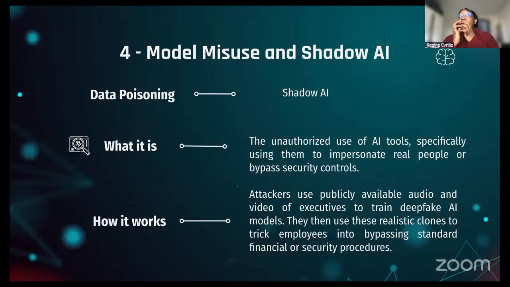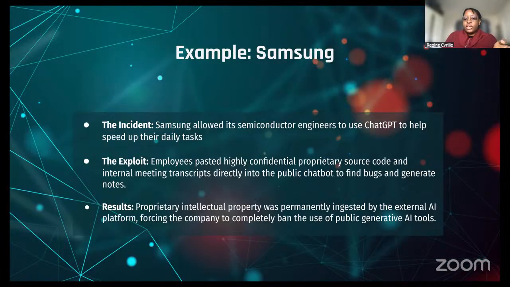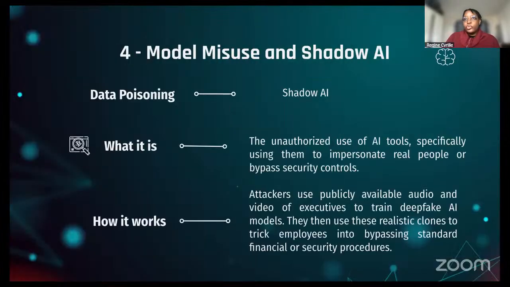Anyway, shadow AI is about companies, like what we just talked about before, the information leakage. Yes, Samsung allowed its semiconductor engineers to use ChatGPT, but what about people who still use it without the knowledge of their employers or the company that they work for? Because you want to do the work or something. Now you go ahead without authorization, use AI tools, and upload maybe your company data, or here you can also use it as a malicious actor to impersonate real people or bypass security controls.